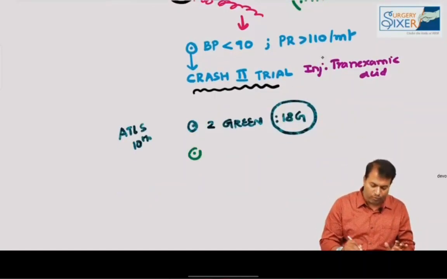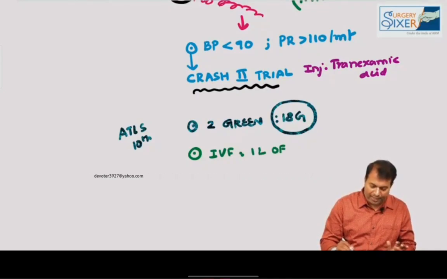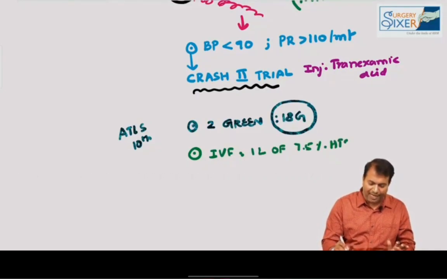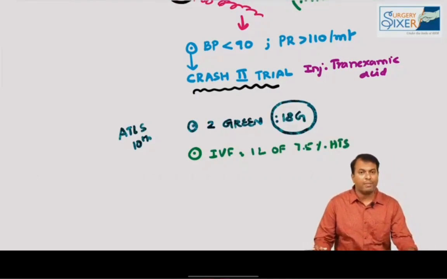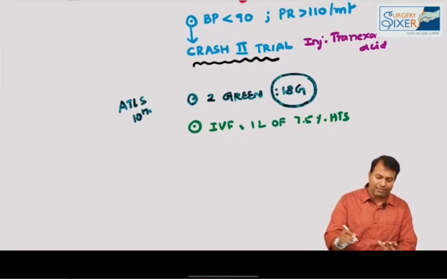What is the first infused fluid? The IV fluid that is given immediately is 1 liter of crystalloid, ideally 7.5% hypertonic saline. Please don't forget, 1 liter of 7.5% hypertonic saline should be infused immediately. So 2 green Venflons are started and 1 liter of 7.5% hypertonic saline is infused. Don't delay, infuse this immediately.